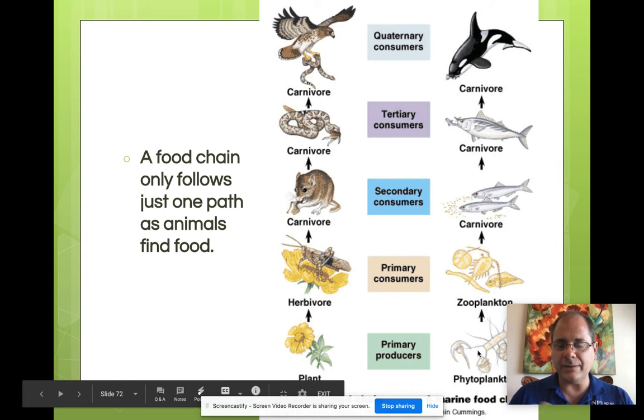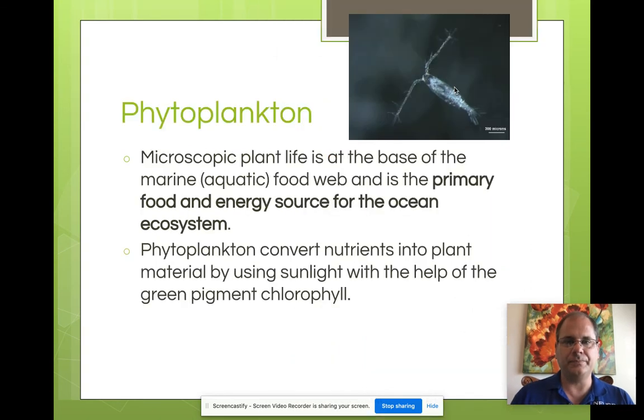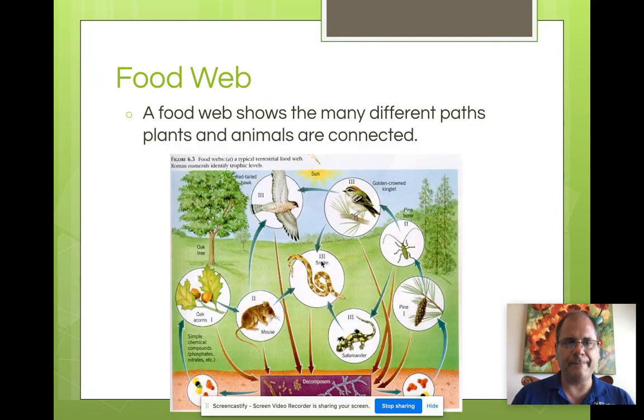Here we have a food chain in the water. We have phytoplankton, which is a real thing, and the plankton are eaten by the fish. These are little dots for the plankton. This fish is eaten by a bigger fish, and that fish is eaten by a larger fish. So plankton are the primary food source at the bottom of the food chain in the ocean or the pond. All right, here's another food chain where we have larger fish eating smaller fish and so forth.